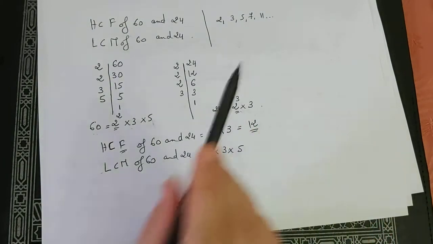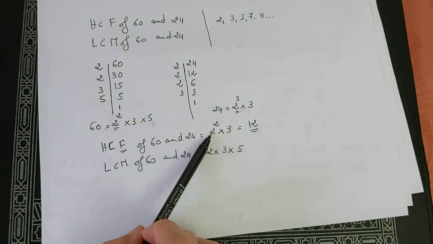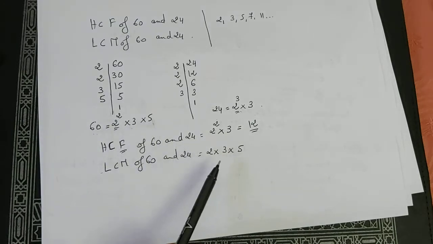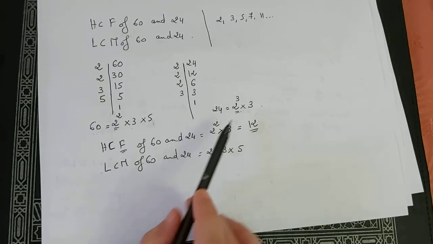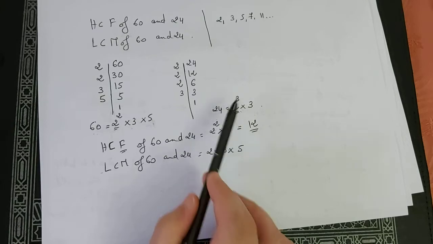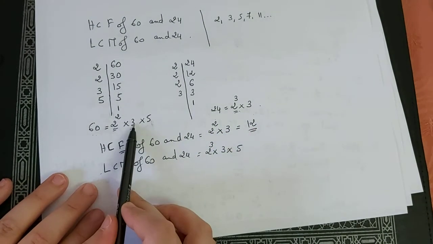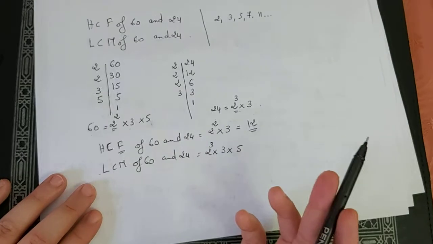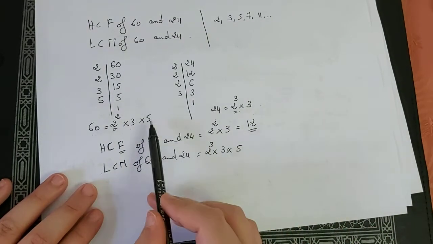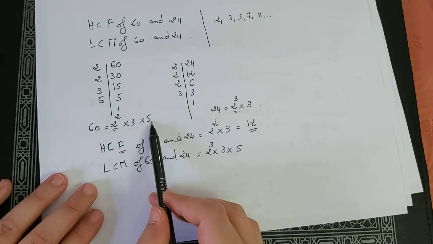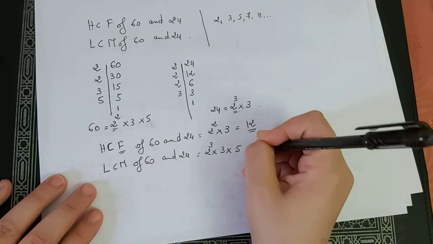Now, the rule is the opposite for this one. So I need to take the highest power. The higher power is 3 here for 2, so I'll write 3. For 3, both of them have power 1, so it's 1. And for 5, I only have this 5 here. So I will write it like that.